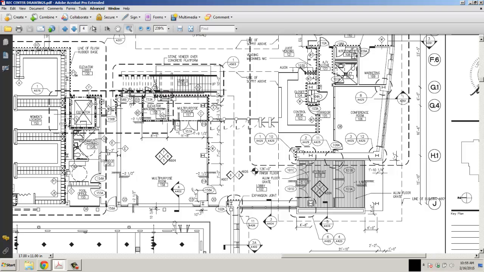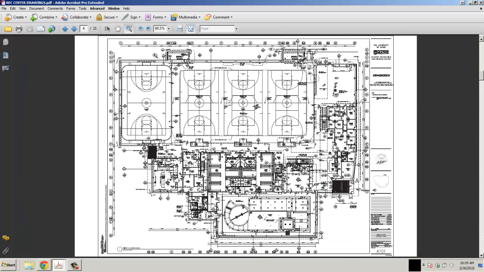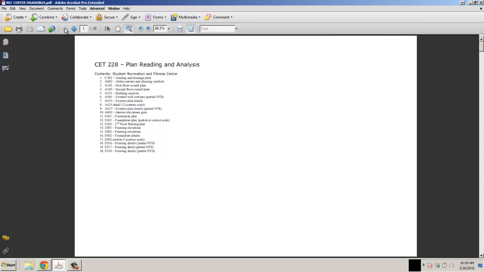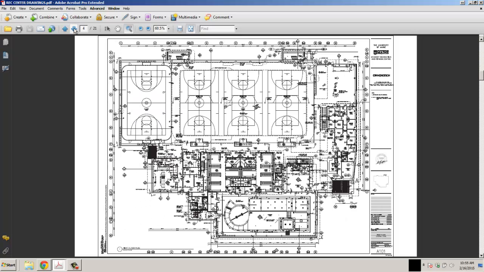Now, do we have an A604 here? Let's see if they included A604. A602, just of the gym. So let's go back and take a look and see if we have a set. There it is right there.